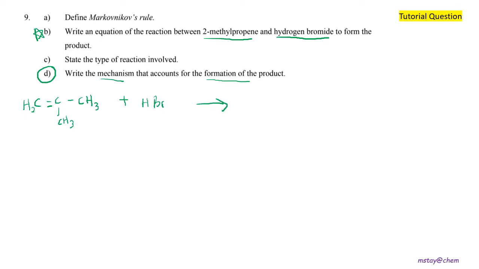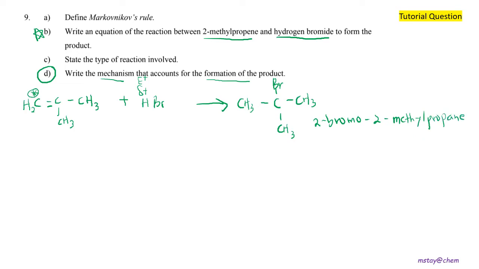As we know, hydrogen is partially positive, which is the electrophile, and will attach to the carbon with more hydrogen, which I mark with a star over here. So it will become CH3, Br, CH3 and CH3. The name of this product is 2-bromo-2-methylpropane. Now we focus on the mechanism.